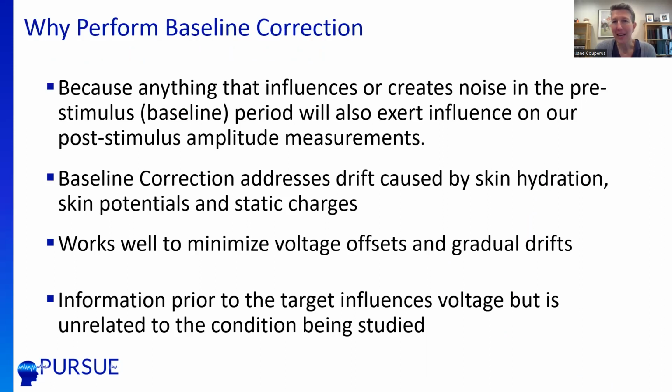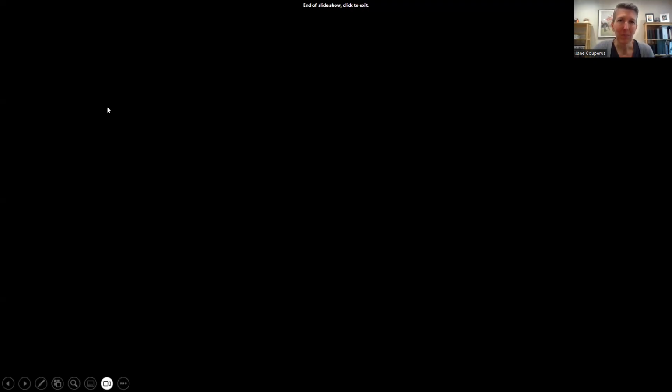We do this because anything that influences or creates noise in the pre-stimulus baseline period is also going to have an influence on what's post-stimulus, what's actually happening. So you want to try and get rid of as much of that as you can. It also can address drift caused by skin hydration or skin potentials, things like that. It works well to minimize offsets due to gradual shifts over time in the electrode. And also, information prior to the target that influences the voltage and is unrelated to the condition being studied can be reduced, right? So these are all the reasons why we want to do that kind of baseline correction.